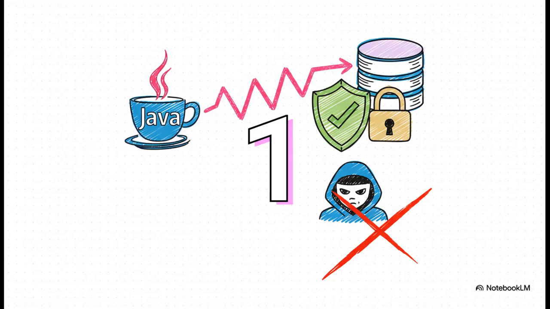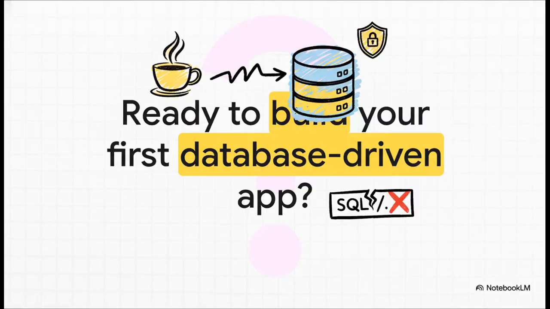But if you walk away with only one thing from this whole explainer, please let it be this. I'm serious. Always, without exception, use PreparedStatement to handle any data that comes from a user. It is not just a best practice, it is the golden rule of secure database programming in Java. And there you have it. You now have the core knowledge to connect Java applications to a world of data, and to do it safely.